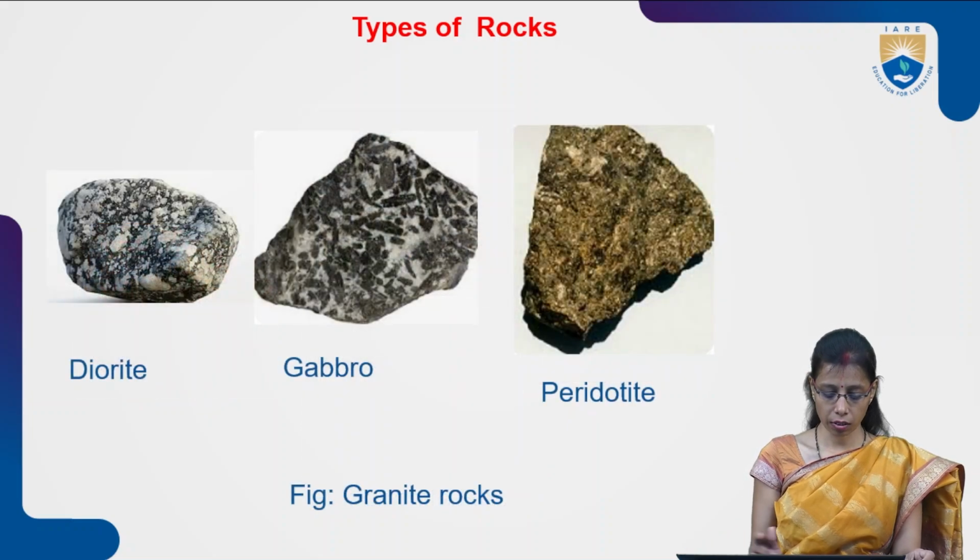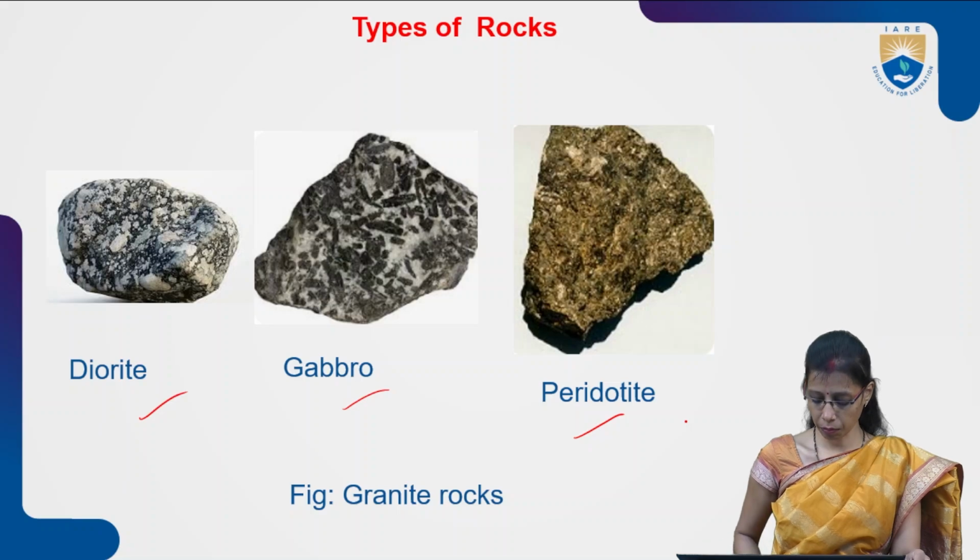And we can see here granite rocks. In this we have diorite, gabbro and peridotite. These are the different types again.